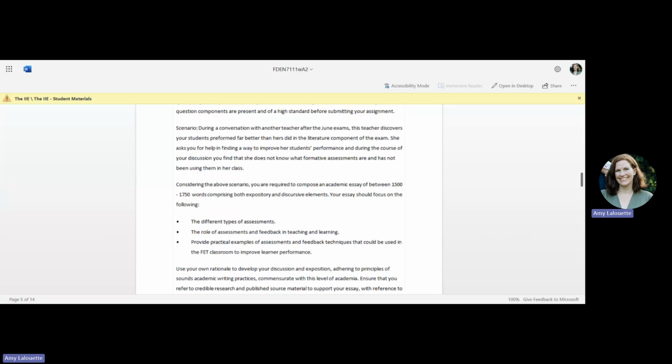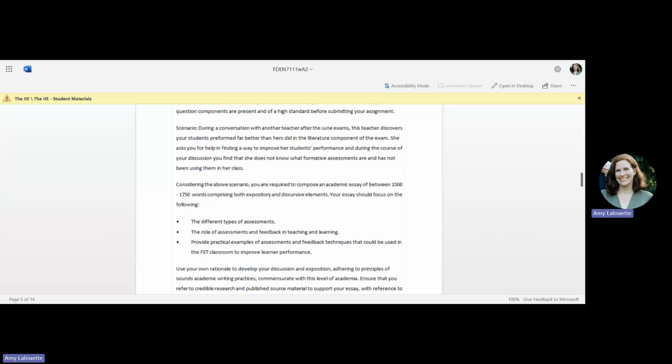So in the situation, the June exams are the summative. So everything in term 1 and 2 has led up to this June exam. But this teacher has not been using formative assessments along the way. So she hasn't been assessing the learners at various points to see how they're doing.